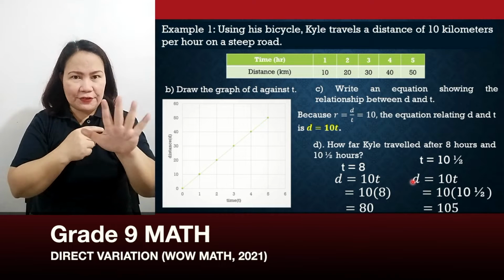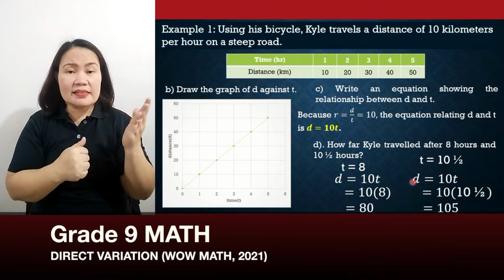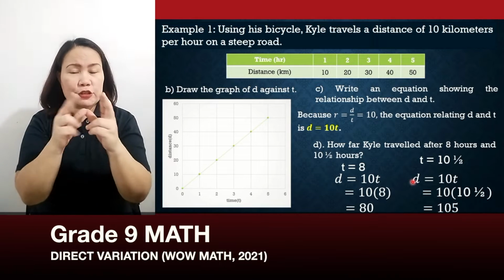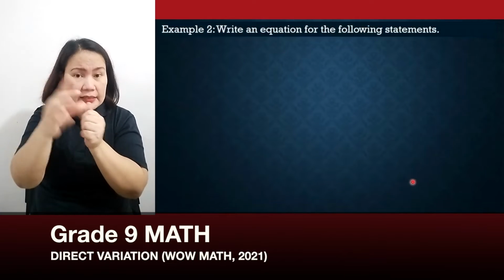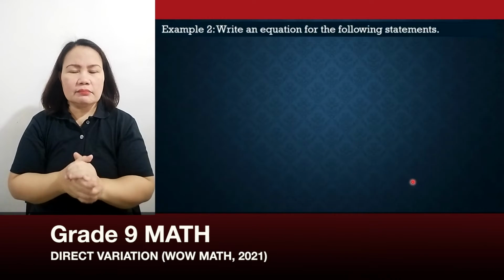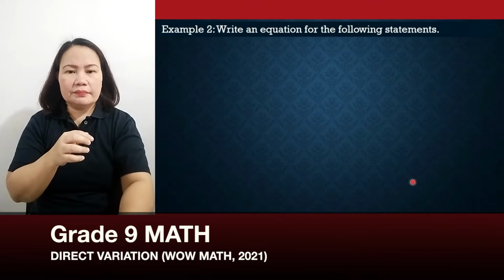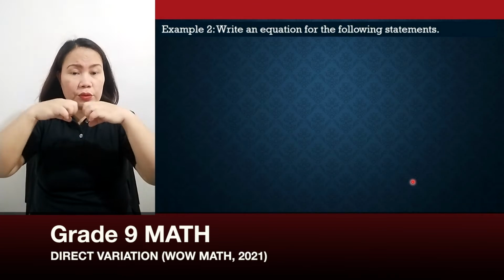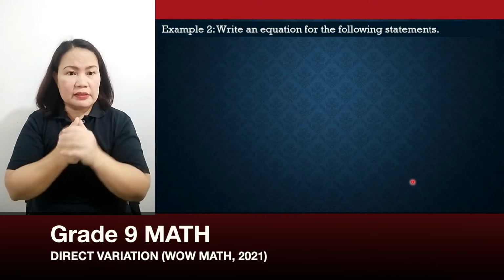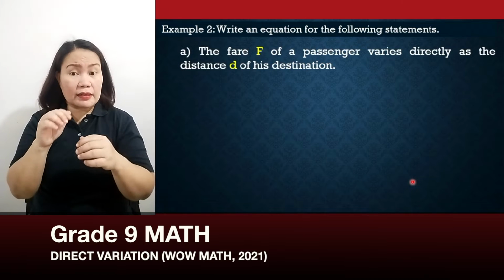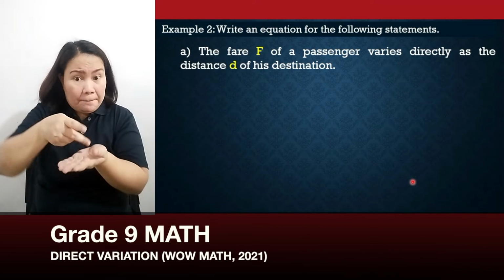Okay, so again, this is an application of direct variation showing the relationship between the distance and the time traveled. Okay, for example number 2, write an equation for the following statement. So, paano ba natin i-translate ang mga statement into an equation? So, first, the fare of a passenger varies directly as the distance d of his destination.